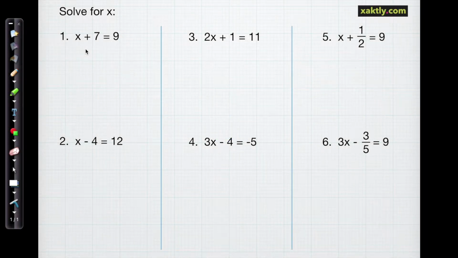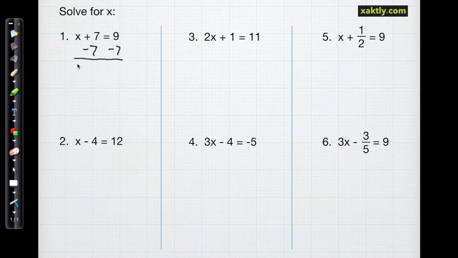Well, let's work out 6 basic algebra problems. I'll start out pretty simple, and then along the way we'll develop a few shortcuts, so watch for those. So in the first one, x plus 7 is equal to 9. We want to solve for x.